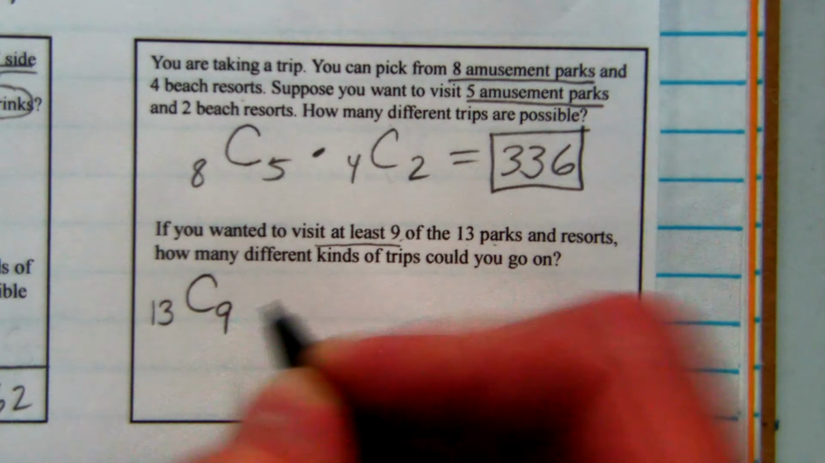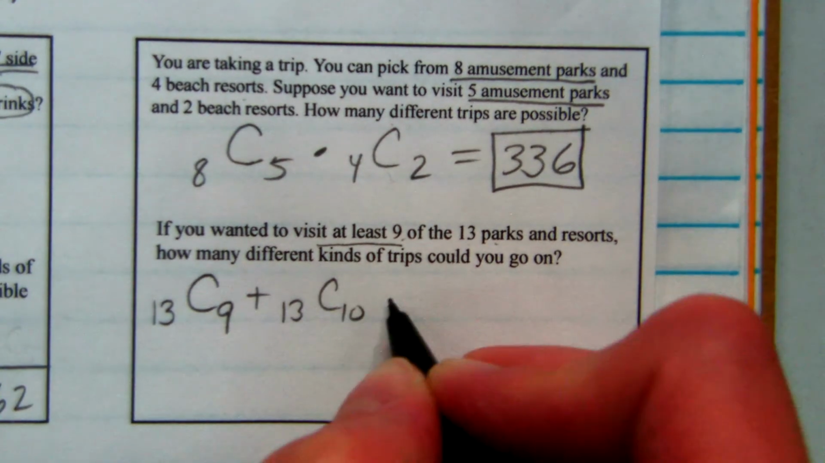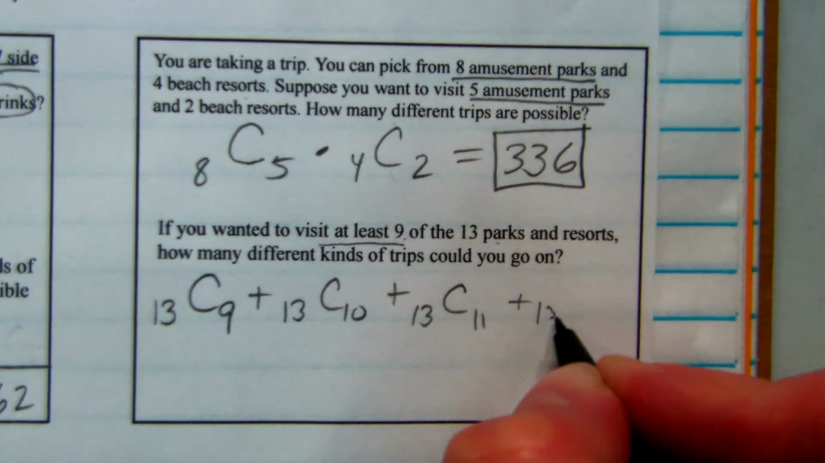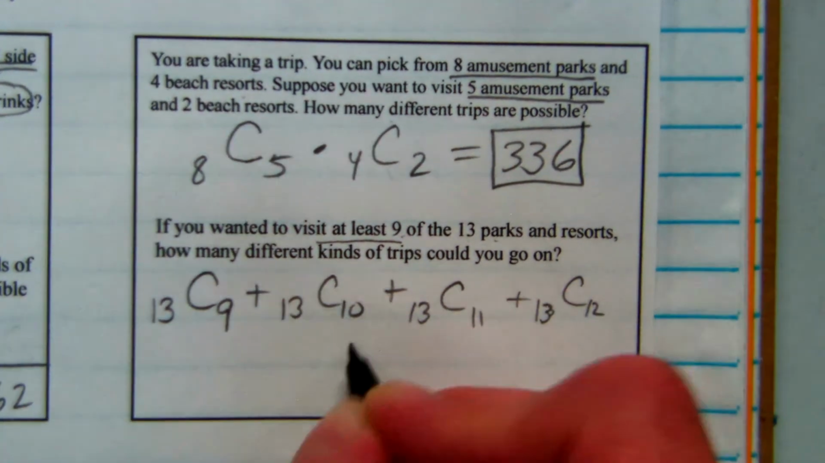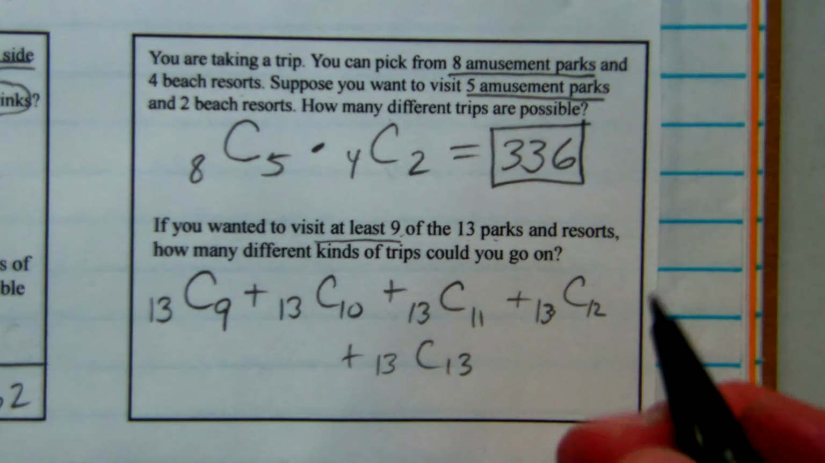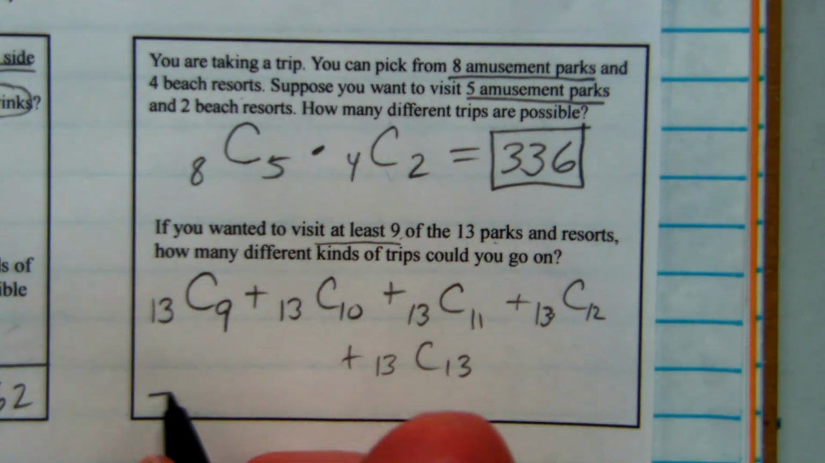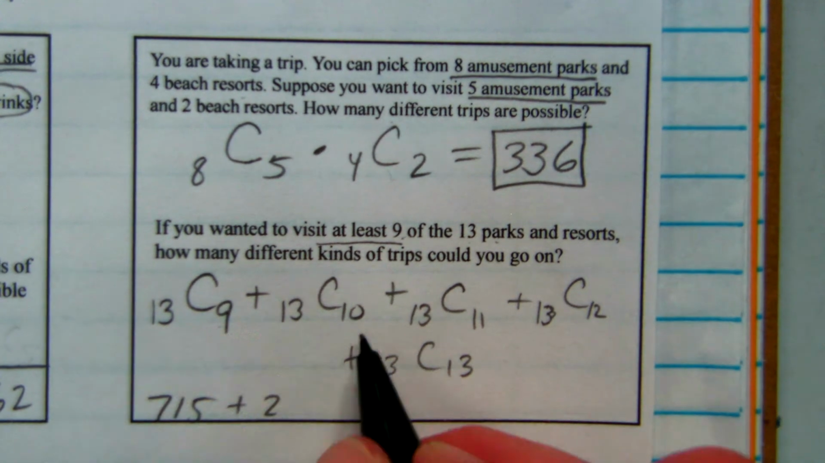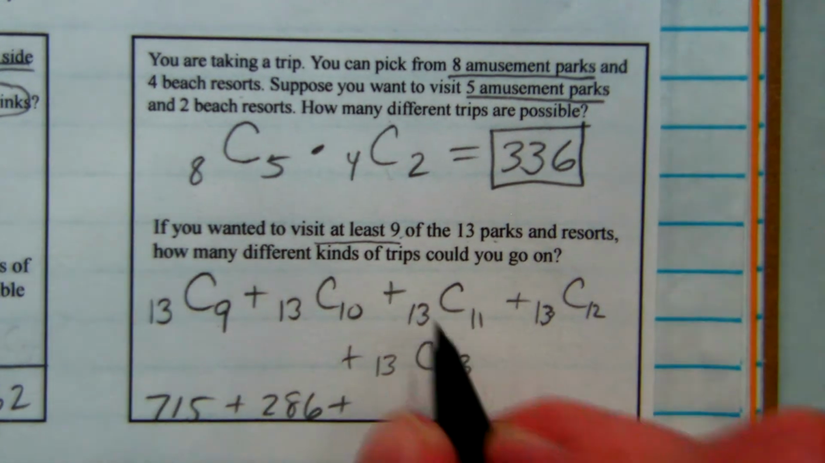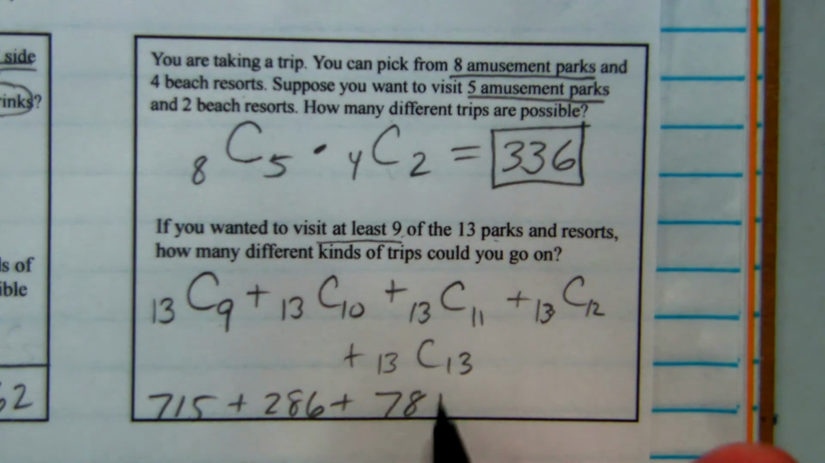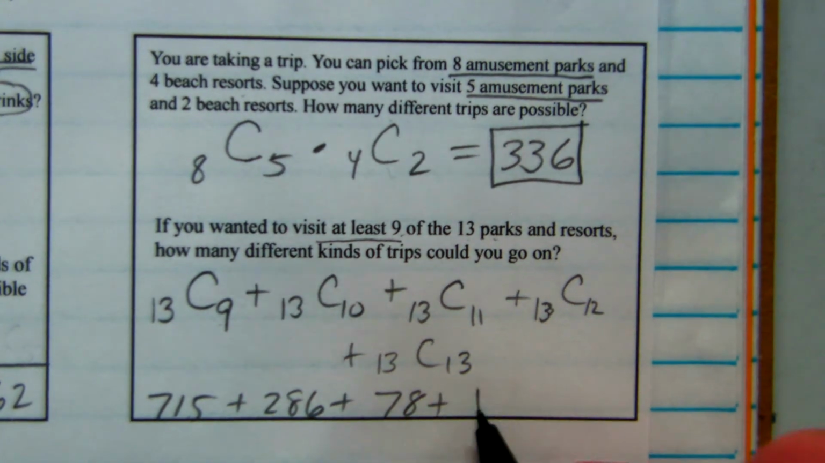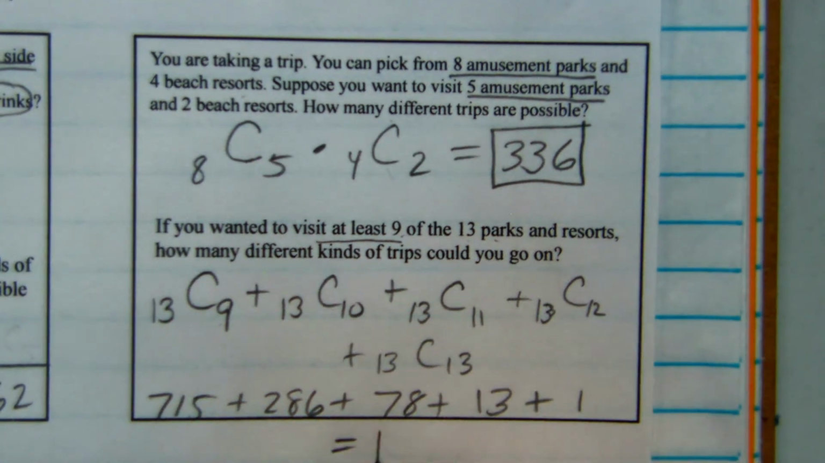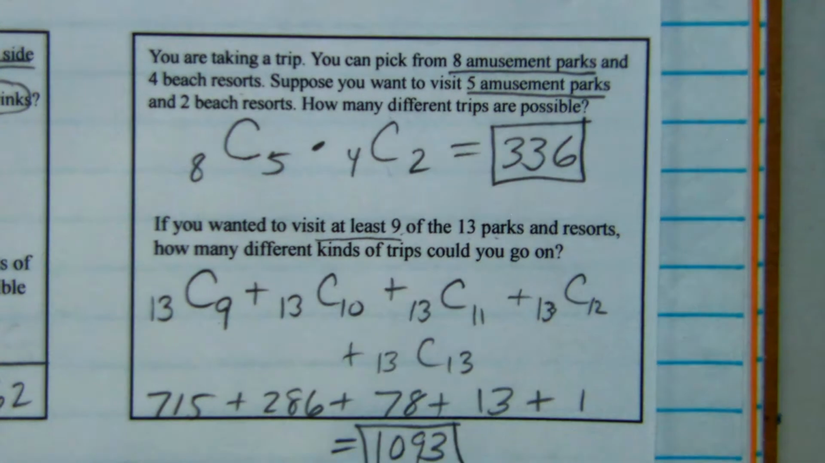So we're picking 9 out of 13, and then we could pick 10, and we're adding on this one because they're different situations. 13C12 plus 13C13. And if you add all of those up, or if you do them separately, you get 715. So that's how many ways you could choose 9. You choose 10, you get 286. Choose 11, you get 78. Choose 12, you get 13. And if you choose 13, there's 1. And if you add them all up, you get 1,093 different possibilities.